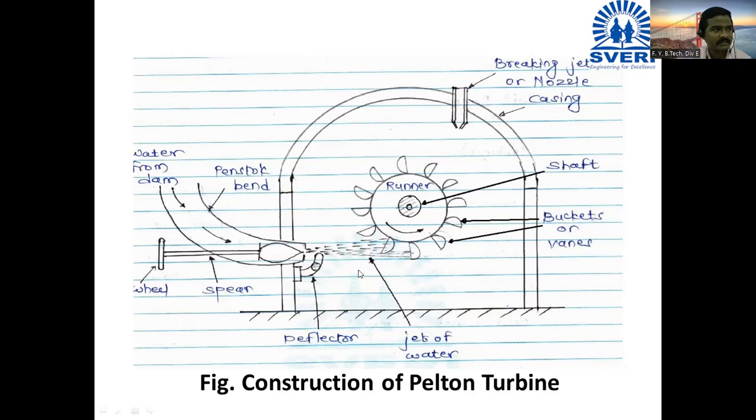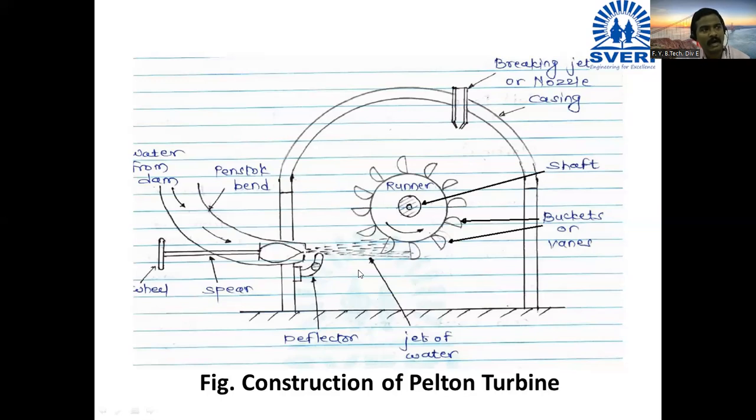Now this turbine, the Pelton turbine, where is it used? Whenever there is a high head, we can select this turbine, because in the classification we mentioned the turbine is classified based on head: high head, medium head and low head. So it will come under the category of high head.